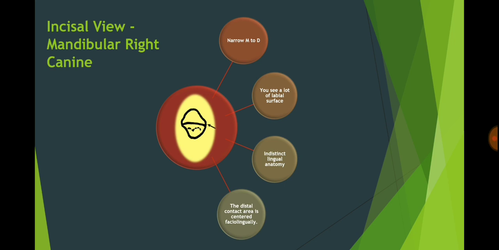All right, so mandibular canine incisor view. It is narrower mesiodistally compared to the maxillary canines. In the incisor view, you see a lot of the labial surface, and for the maxillary canine, in the incisor view, you see more of the lingual surface. There is indistinct lingual anatomy on the mandibular canine, and the distal contact area is centered facial-lingually.